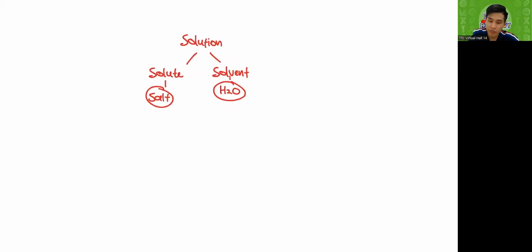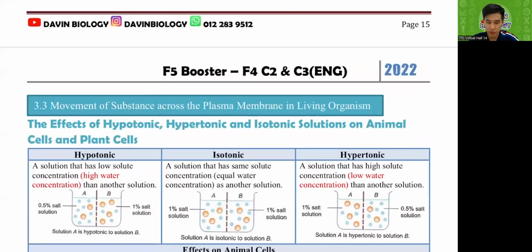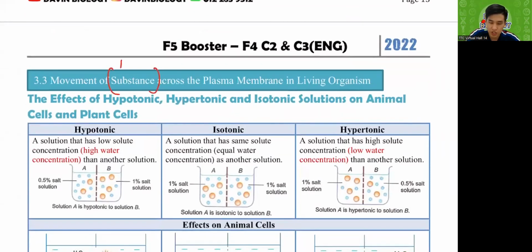So, which means if I have a lot of solvent, I will have very little salt. Meaning, if I have 80% water, I will only have 20% salt. Since you only have two things, if this one is 20, the other is 80; if this one is 30, the other is 70, just minus off. So in this 3.3, we mainly focus on water. Even though they say movement of substance, the substance here is mainly water. Therefore, we only talk about osmosis.